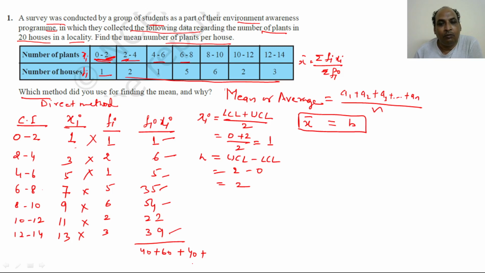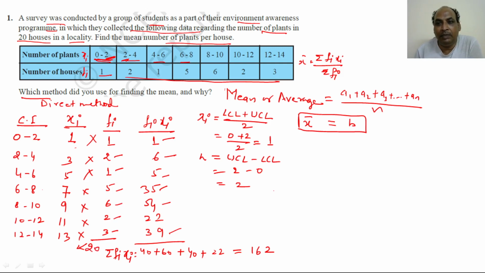Now what is left? Left is 22 only. So 40 plus 60 is 100, 140 plus 22 has become 162. So this has given 162. So this is sigma Fi xi. Now sigma fi we have not found till now. Sigma fi, this we need to find out. So 3, 3, 4, 9, 15, 17, 20. So this has become 20.